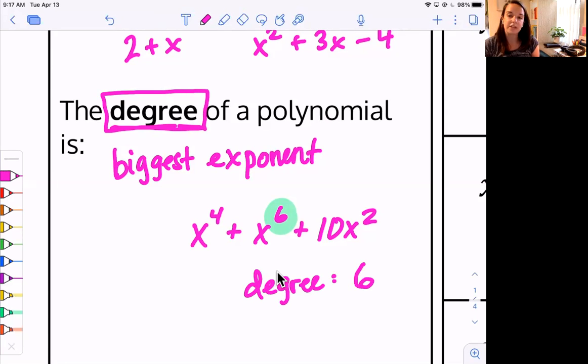Roxana, 10 is a really good guess because it's the biggest number in our polynomial. However, the degree only works with the exponent. So out of 4, out of 6, and out of 2, the biggest exponent is 6. 10 is what we call a coefficient, right? It's a coefficient, it's not an exponent.